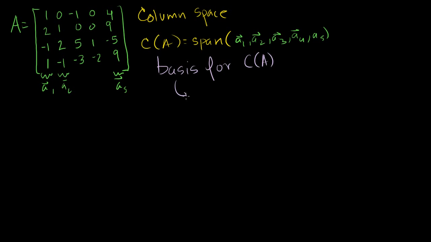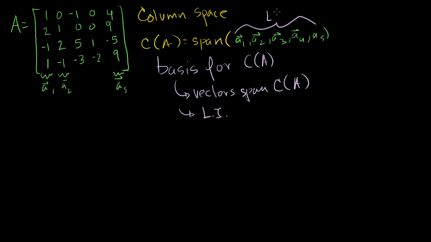Remember, the basis just means that the vectors span the column space of A. Clearly, these vectors span our column space. I mean, the span of these vectors is the column space. But in order to be a basis, the vectors also have to be linearly independent. And we don't know whether these guys or what subset of these guys are linearly independent.